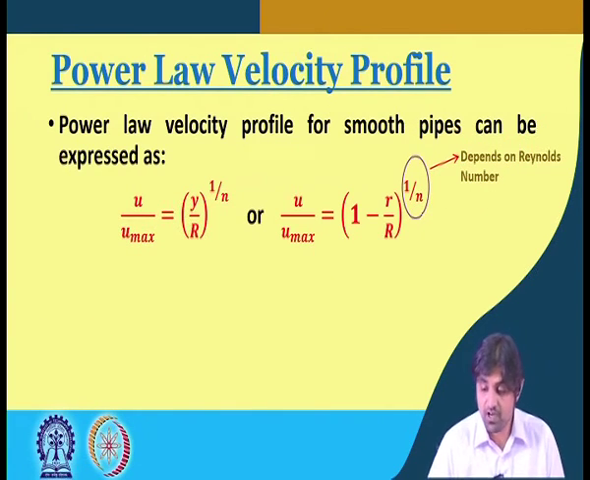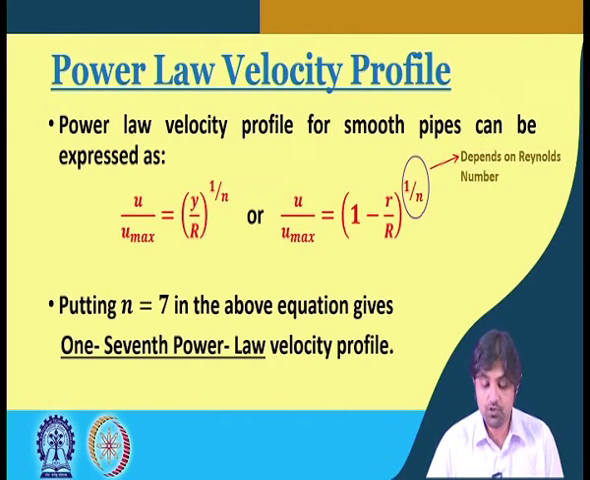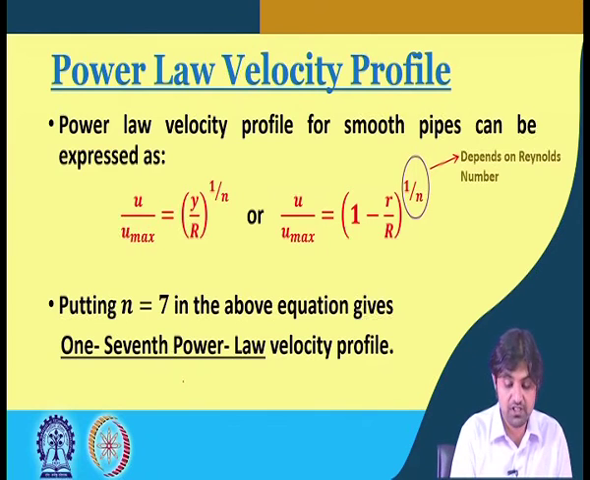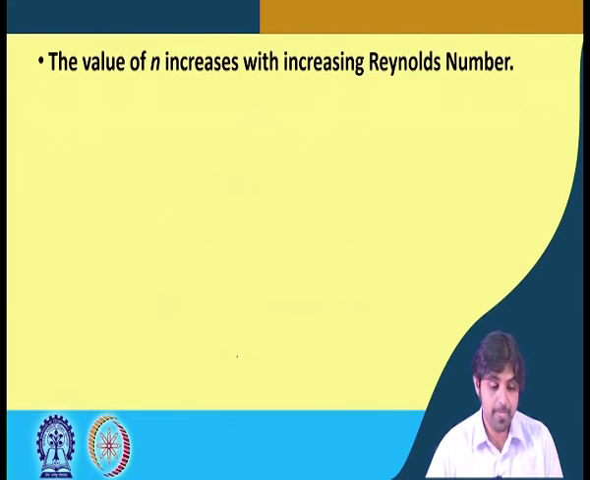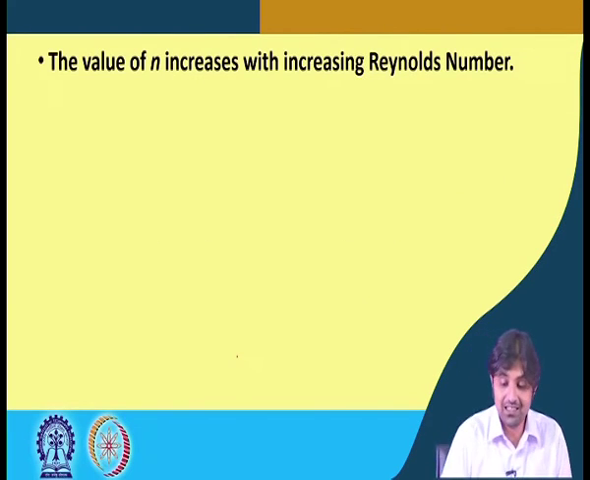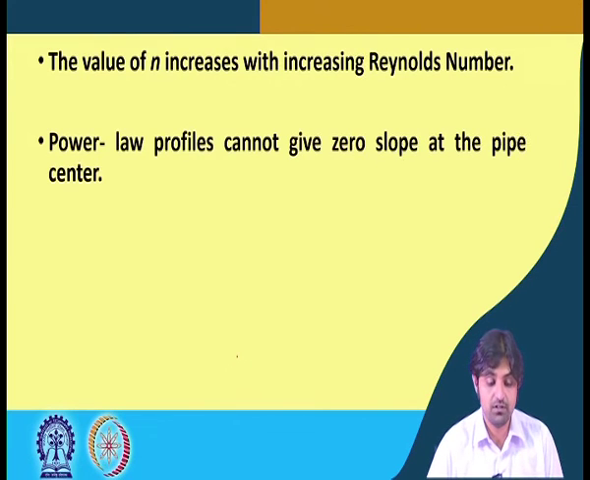So, this 1 by n depends upon the Reynolds number. Putting n equal to 7 in the above equation gives the 1/7 power law velocity profile. This is one of the very famous velocity profiles. The value of n will increase with increasing Reynolds number.